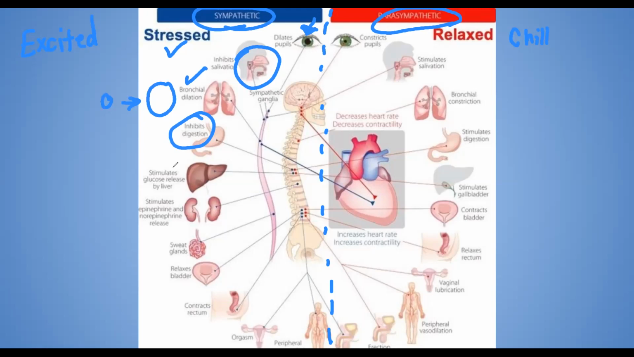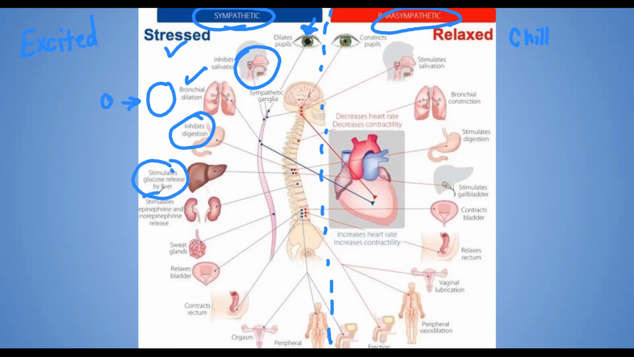It's going to stimulate glucose release by your liver. If you remember from bio class, your liver will store glucose in the form of glycogen, and we need a lot of energy to move the muscles to run away from the mountain lion. So we'll actually trigger the liver to let go of that glucose so that we can run.